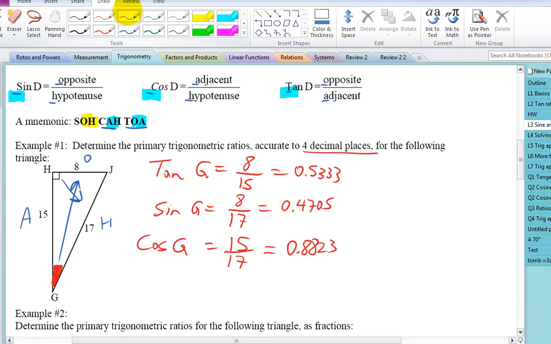Now we're going to find sine J's, or tan J first. Do we need to do a new HOA?